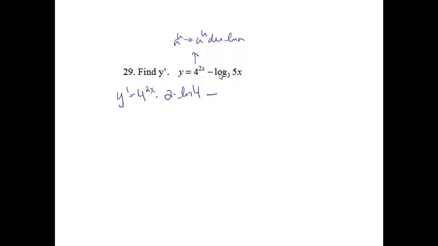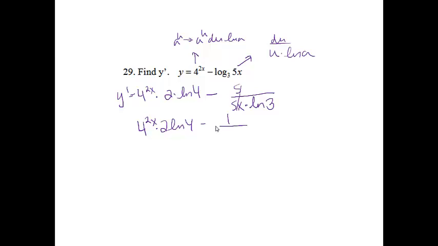Okay, and then minus, this next one is a log problem, and I know the derivative of log is du over u times ln a. Okay, so that's the formula I'm going to use. So my du will be 5 over u, which is 5x, times the natural log of a, which is the natural log of 3, because 3 is the base. All right, the only thing that I could do from this one is cancel my 5's. So I'm going to have 4 to the 2x times 2 ln 4 minus 1 over x ln 3. And I'm just going to be happy with that answer the way that it is.